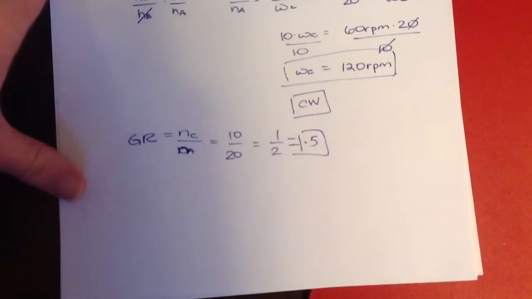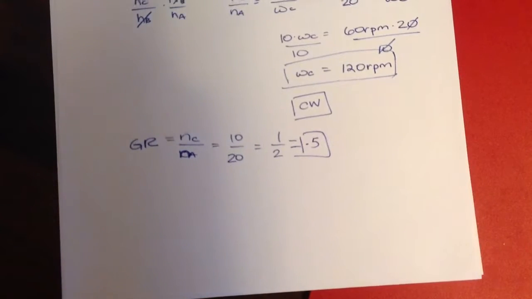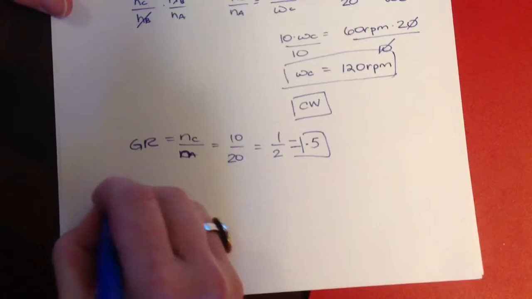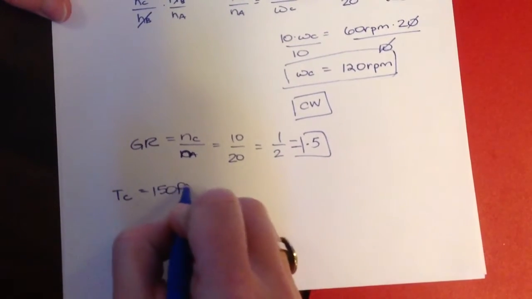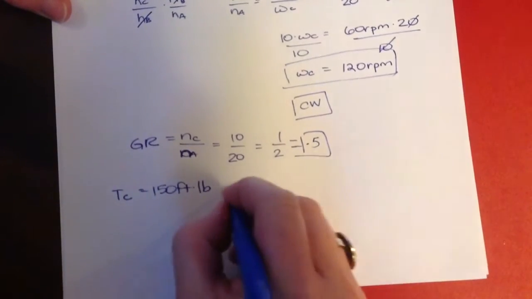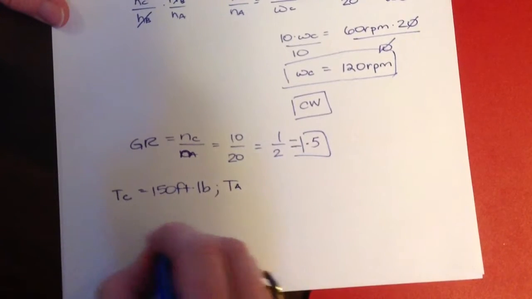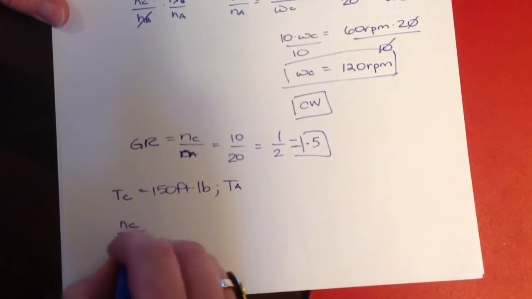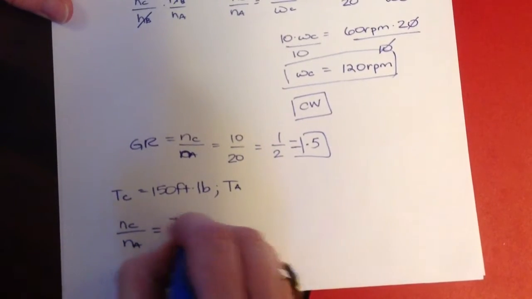And then finally, what is the torque at A, where the torque at C is equal to 150 foot-pounds? Alright, so if I know the torque at point C is 150 foot-pound, what is the torque at A? Alright, so we'll use that same equation. NC over NA is going to be equal to TC over TA.